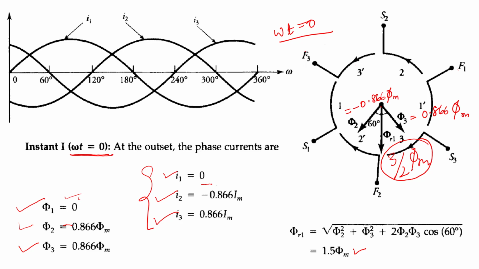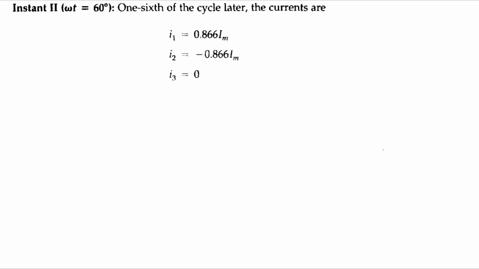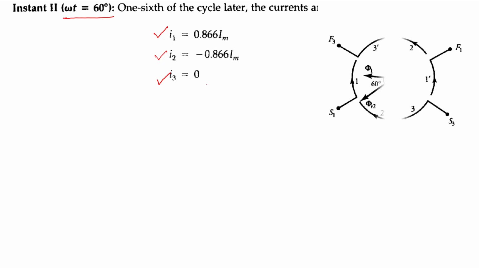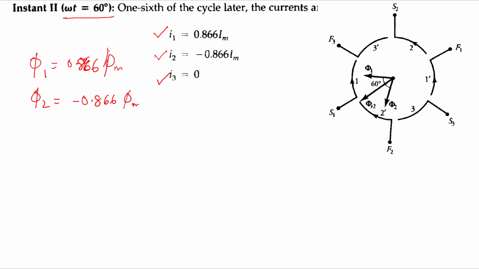Now we'll move to another instant, let us say omega t equal to 60 degrees. At omega t equal to 60 degrees, your current values will become this: I1 will become 0.866 Im, I2 will become minus 0.866 Im. Just substitute omega t equal to 60 in the current expressions, and your I3 will become 0. Now if I plot these fluxes, phi 1 will become 0.866 phi m, phi 2 will become minus 0.866 phi m, and phi 3 will be 0. If I plot phi 1 and phi 2, the resultant flux will be here.